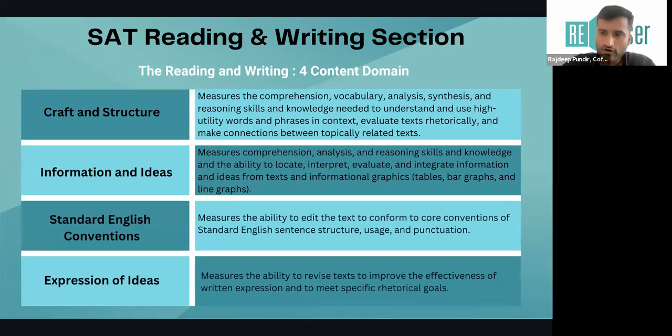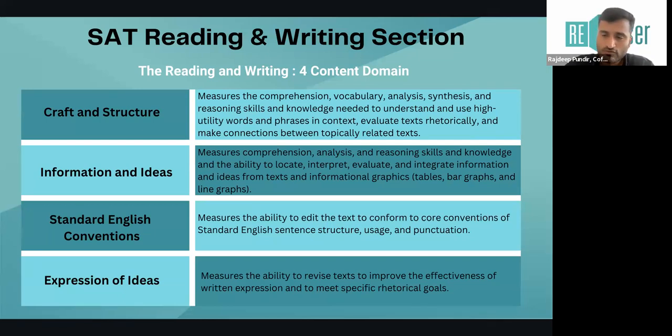Now, what are the 4 different content domains in which they test you? So they broadly categorize them into these categories: craft and structure, information and ideas. These 2 largely test your understanding of comprehension, vocabulary, analysis, synthesis. How well can you interpret the data, evaluate the data? How well can you logically integrate them, right? So these are the things that they're largely testing you on. These are predominantly reading-based skills that they're testing.